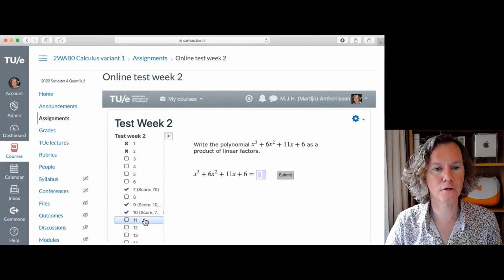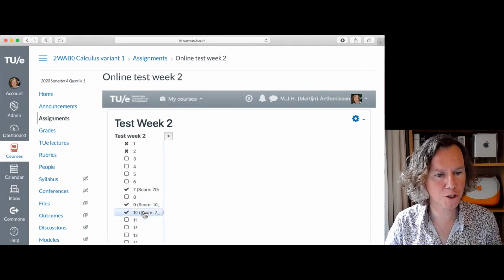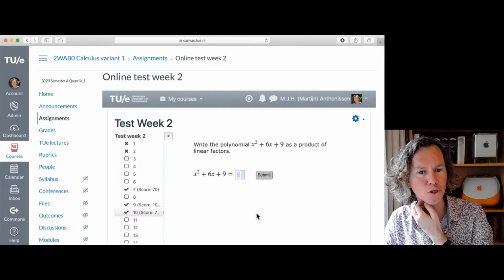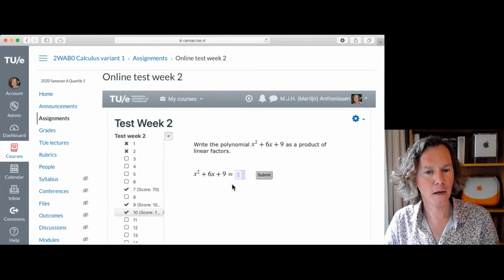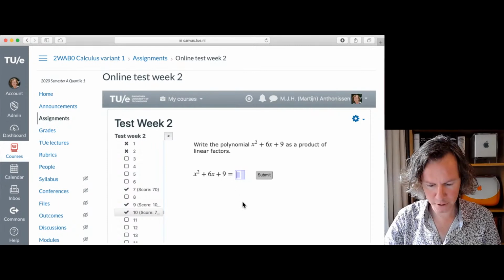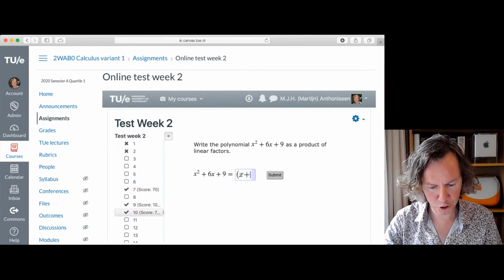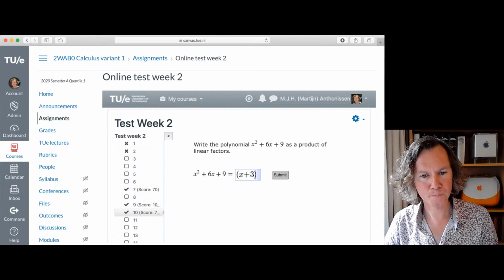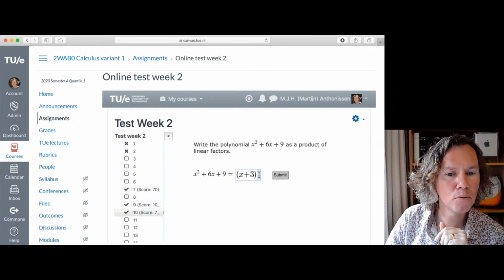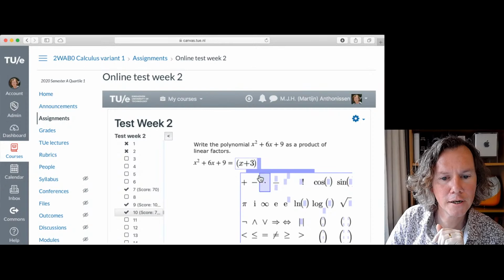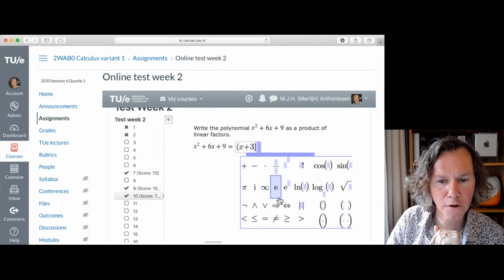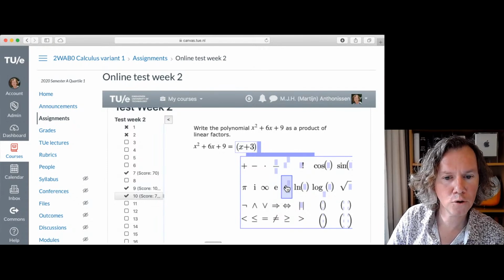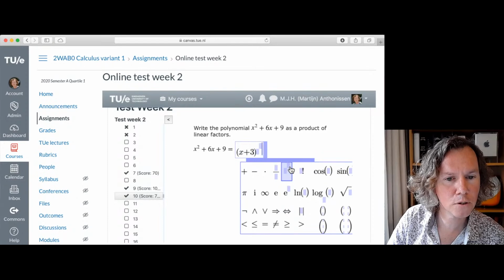That looks horrible because I don't know how to do that. So I go back to question 10. And now you see that I have a different question. So it says now x squared plus 6 times x plus 9. And I am going to write that as x plus 3. And now I would like to do to the power 2. So now I click on this blue bar here. And you see that I get all kinds of interesting mathematical thingies now. So this is how you can do mathematical notation. So I want to have to the power 2.